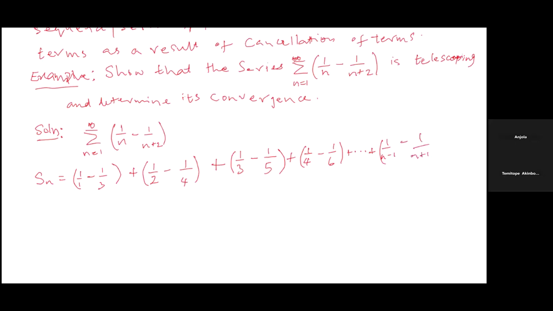Plus the last term, when n equals what? n. Okay. When n is the last term, that will be 1 over n minus 1 over n plus 2. That's the last term.